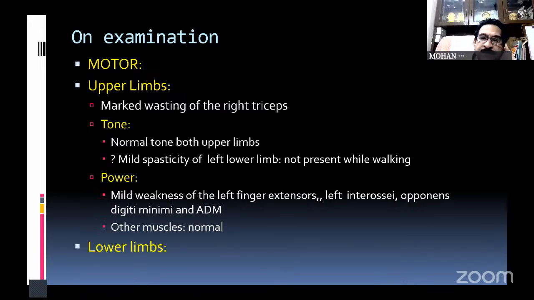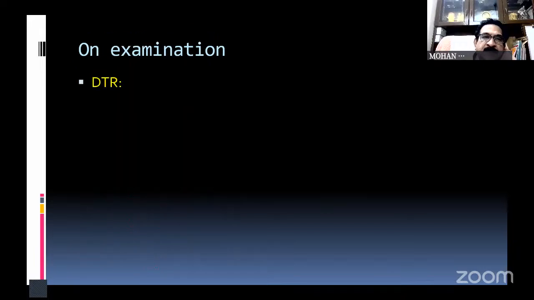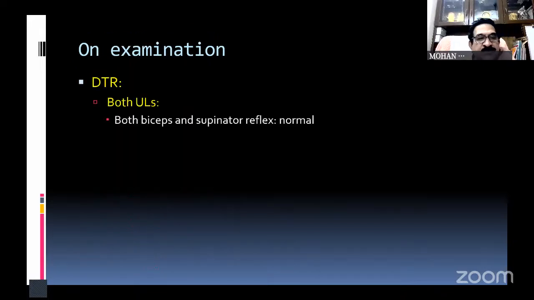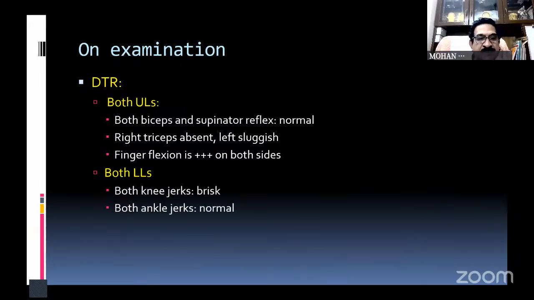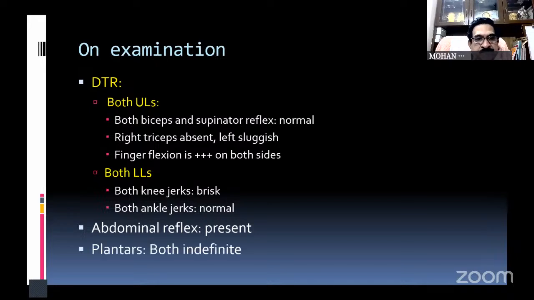Lower limb, normal power in both lower limbs. DTR, both upper limbs: both biceps and supinator are normal. Right triceps absent, left is just elicitable. Finger flexion is 3+ on both sides. Both lower limbs, both knee jerks are brisk, ankle jerk normal. Abdominal reflex is present, plantar indefinite.